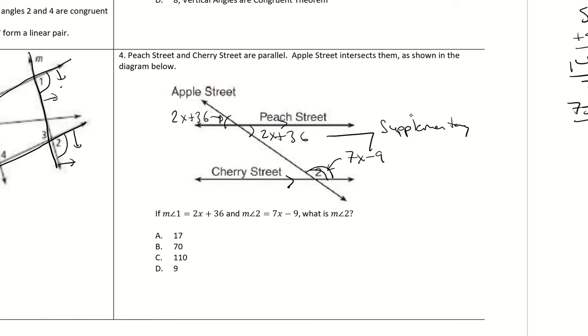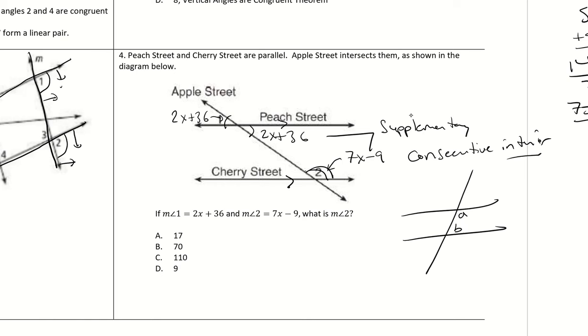In fact, they're consecutive interior angles, right? So we call those consecutive interior. Consecutive interior is when you have, you know, the parallel lines. It doesn't have to be parallel lines. It could be any two lines cut by a transversal. The consecutive interior angles are the two interior angles that are next to each other. They're inside the sandwich because they're interior and they're next to each other like this. All right, so A and B would be consecutive interior. In this case, they add up to 180.